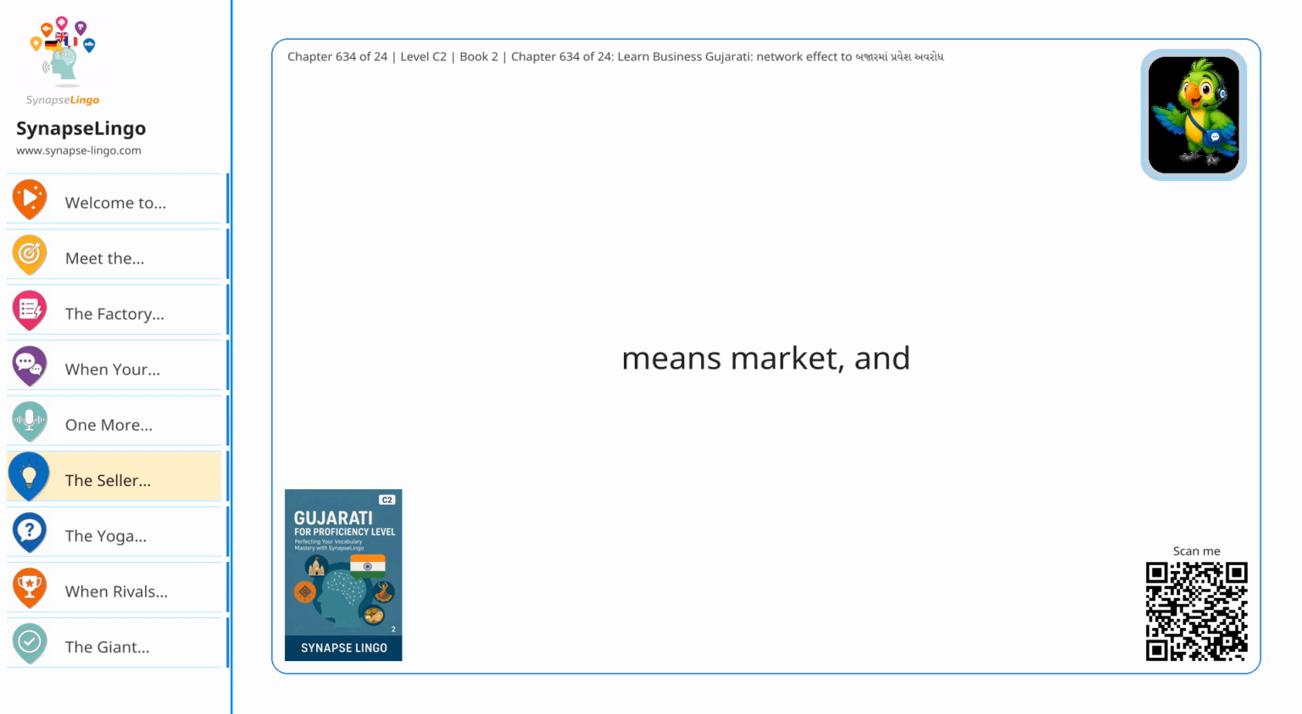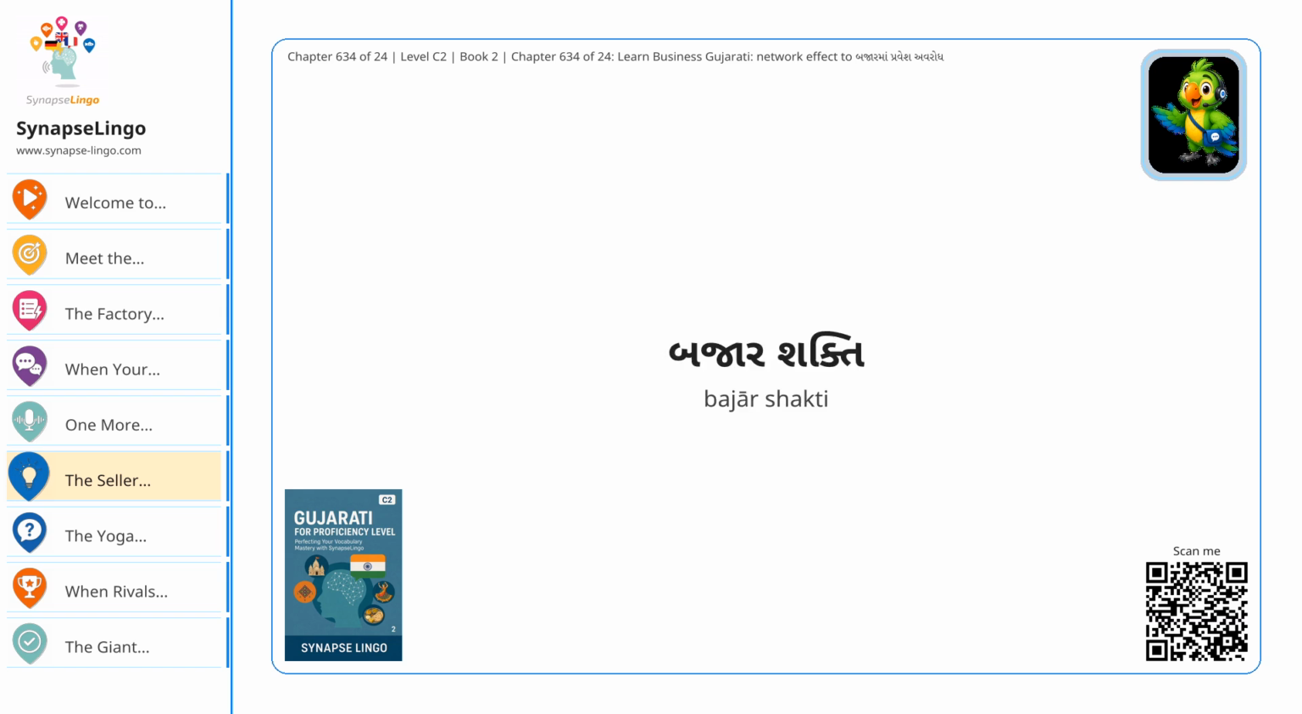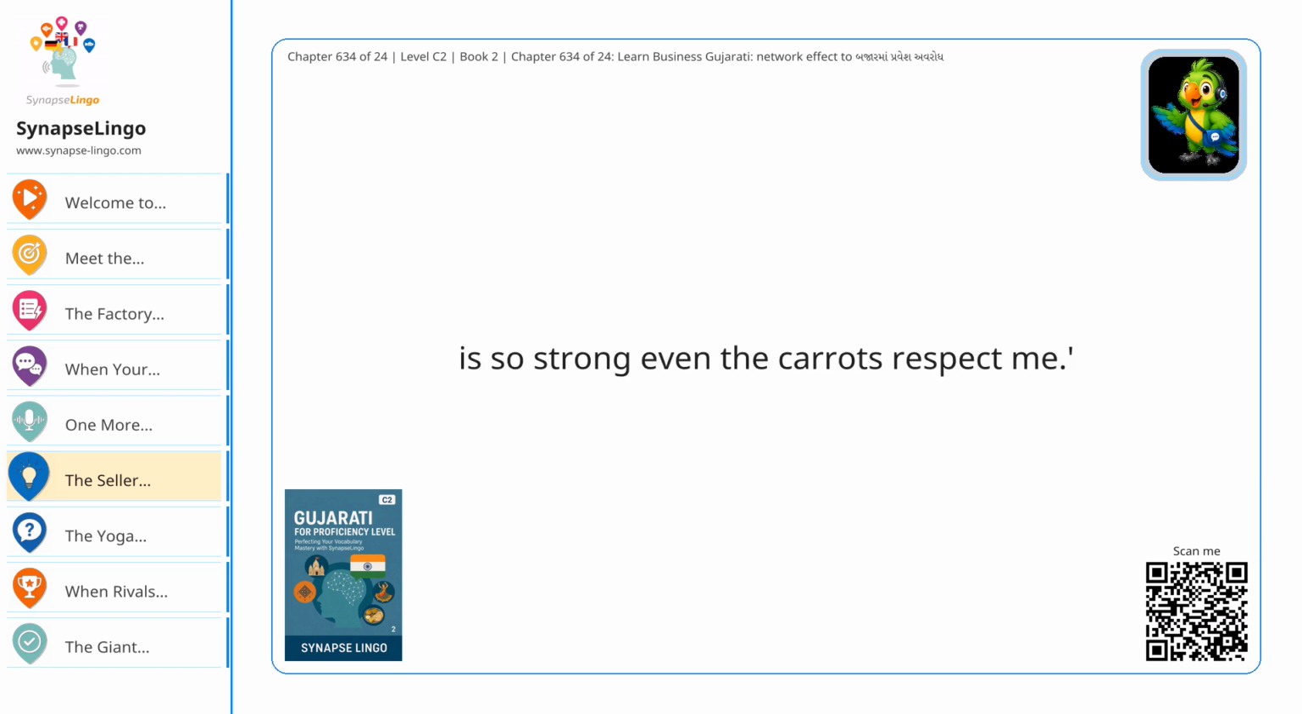બજાર means market and શક્તિ means power. Funny picture. A tomato seller wears a crown and says, my બજાર શક્તિ is so strong even the carrots respect me. That is probably illegal, but it is memorable.